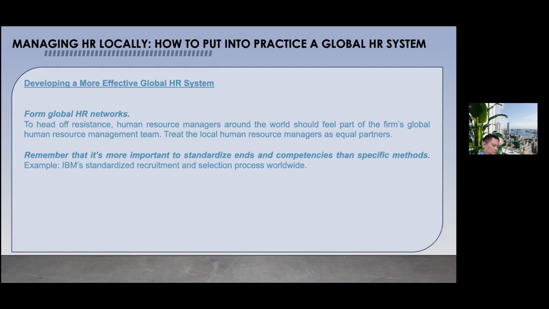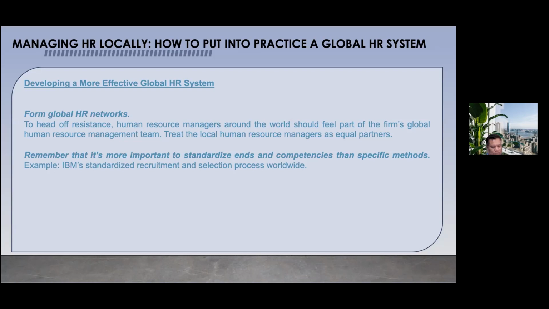Let us proceed with the first best practice that we have mentioned, which is developing a more effective global HR system. The employers engage in two best practices in developing their worldwide human resource policies and practices. First is to form global HR networks. To head off resistance, the human resource managers around the world should feel part of the firm's global human resource management team. It is also important to treat the local human resource managers as equal partners.